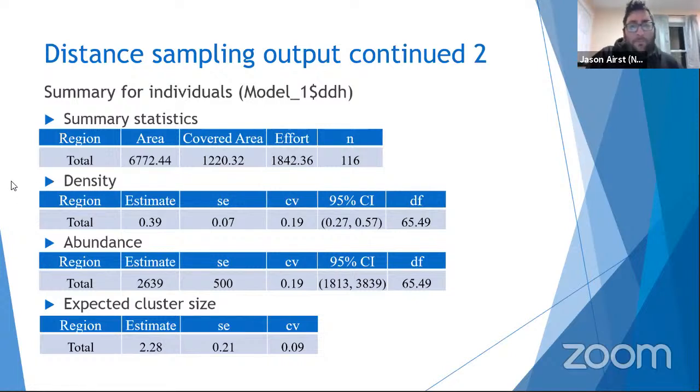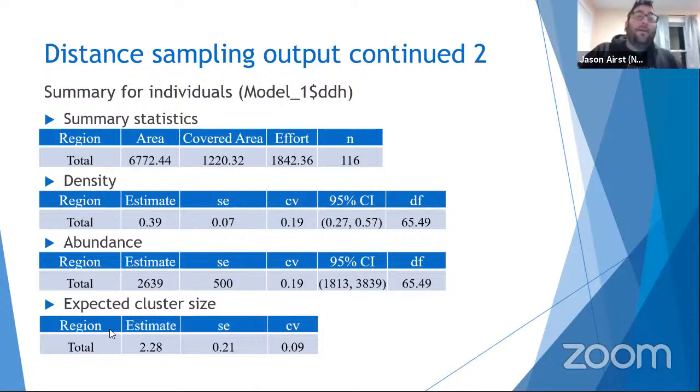Now, the other part of this is that the density table tells us the density of this population after correcting for the abundance using the detection curve. And this is calculated based on this corrected count divided by the cover area. The abundance is the density times the total area covered. And in all cases, we're getting a standard error, a coefficient of variance, and a 95% confidence interval.